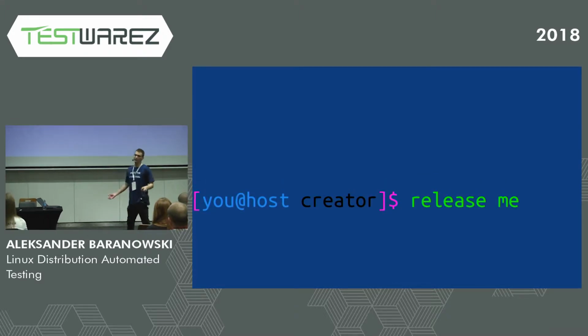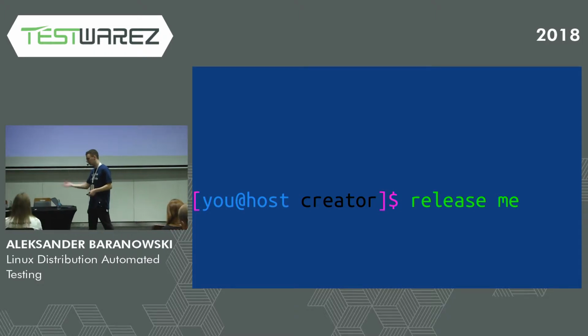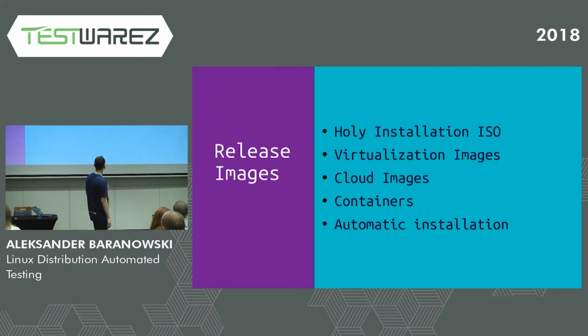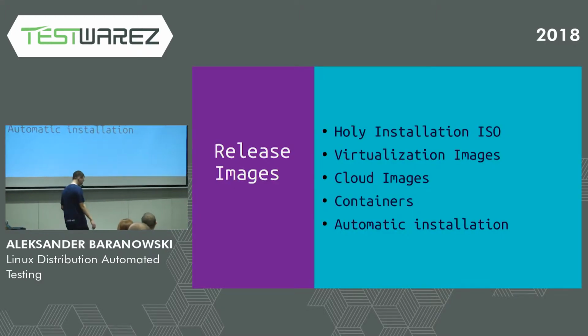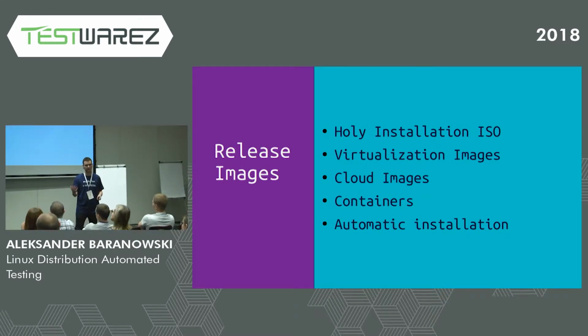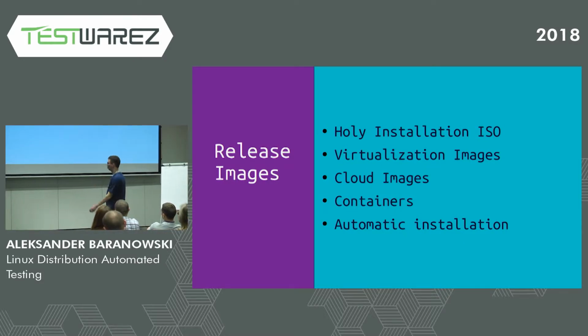And after we make this whole mess, repository, package, and so on, we make the system images. The first one, I'll call the whole installation ISO, is the first image that allows us to install our system. Then we have some virtualization images, cloud images, containers, and so on.